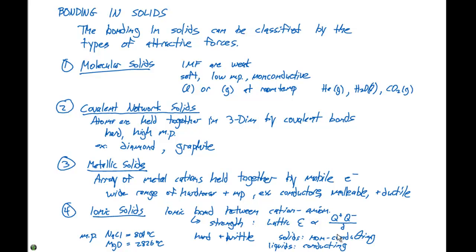So this kind of summarizes all the bonding in solids, and we can look at all the properties of solids and kind of classify them into these different groups, and can kind of justify why we see such a wide variety of properties in solids.